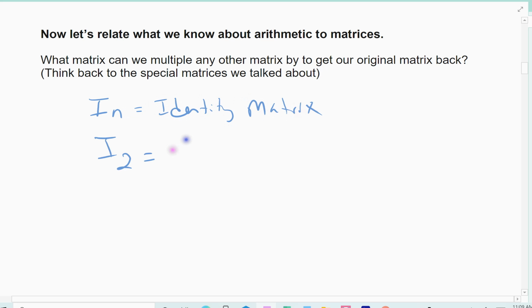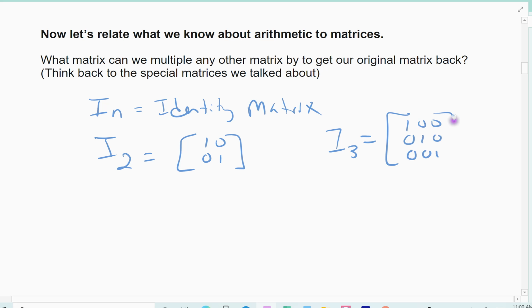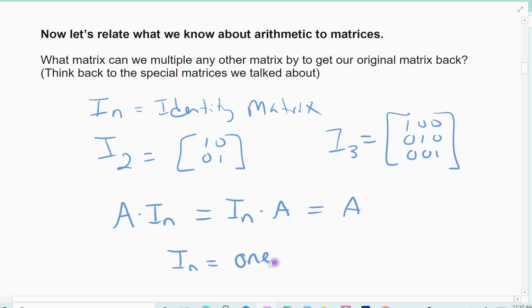Remember, I sub 2 was 1, 0, 0, 1, or I sub 3. We typically stick with 2x2s and 3x3s, but it would be I sub 4, and I did an example in the last video. As long as the math is defined, if I have matrix A times an identity matrix, I could take that identity matrix and get A back out. So the identity matrix is the one of matrices.